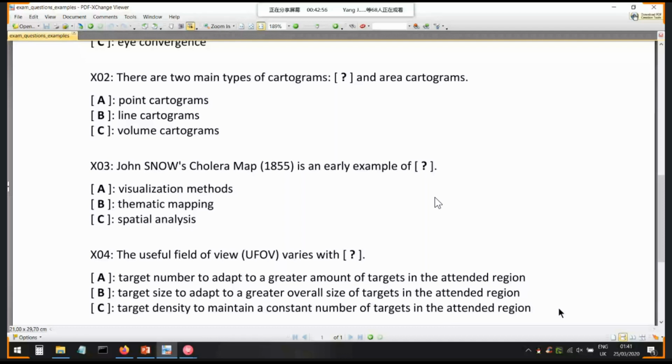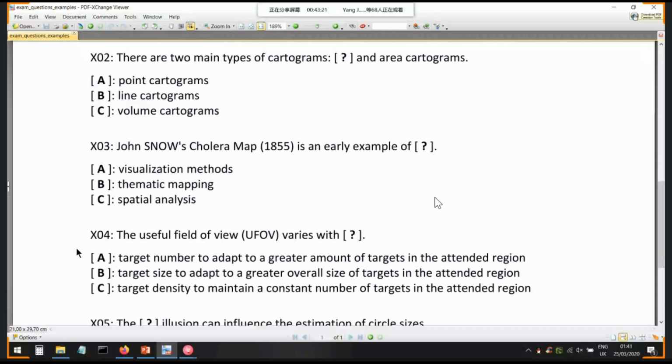Of course, you have to think about it. Some of the questions you have to learn, you have to know about it. Some are more about understanding. So here it is about the target density, C. But it's clear that you cannot know that now because we have not talked about it.